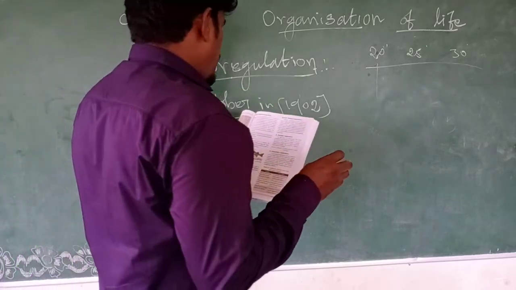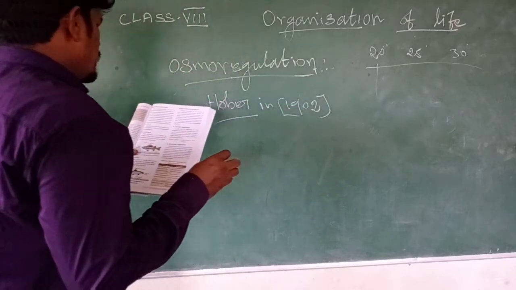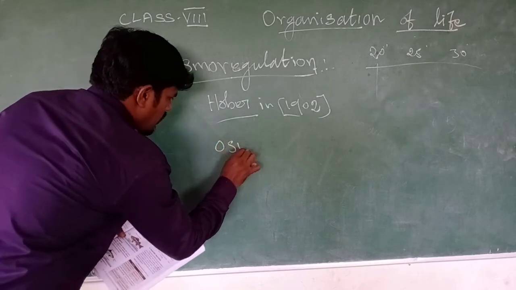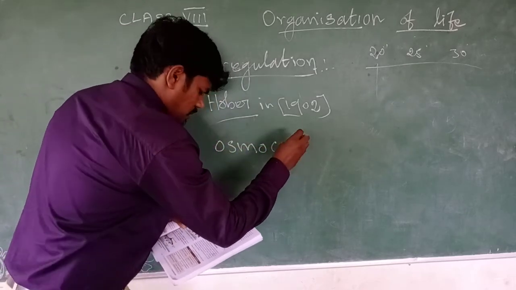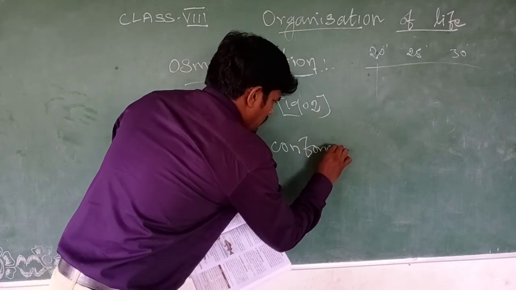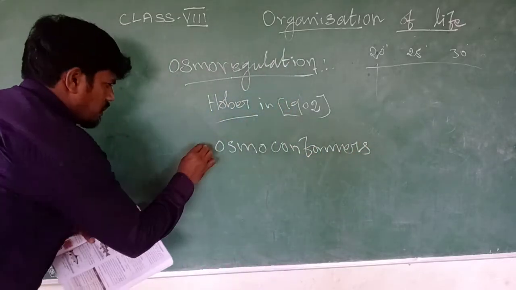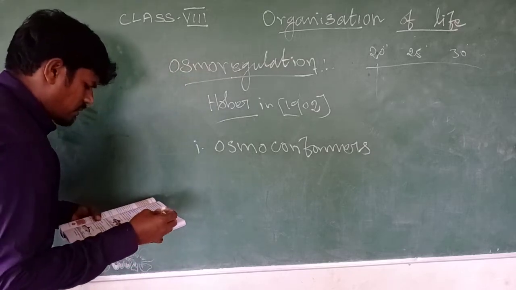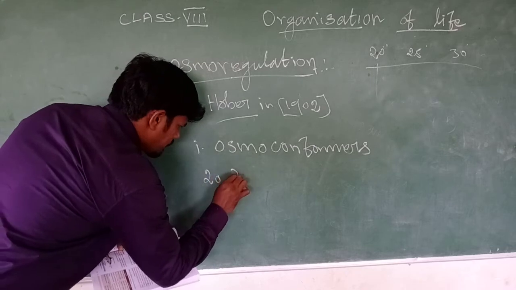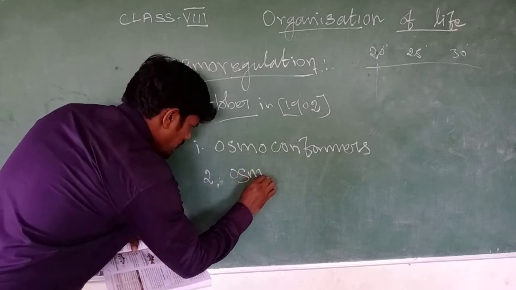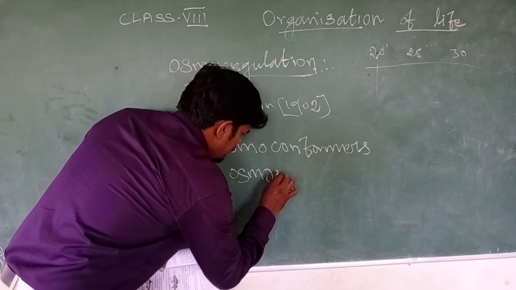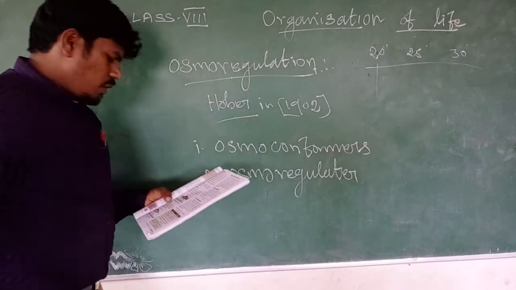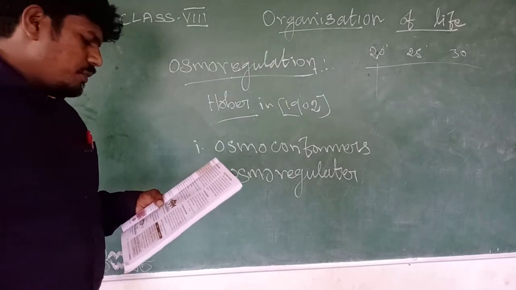And then they have two types. What are they? First one, osmoconformers. And second one, osmoregulator. Osmoregulator. See, the first one, osmoconformer.